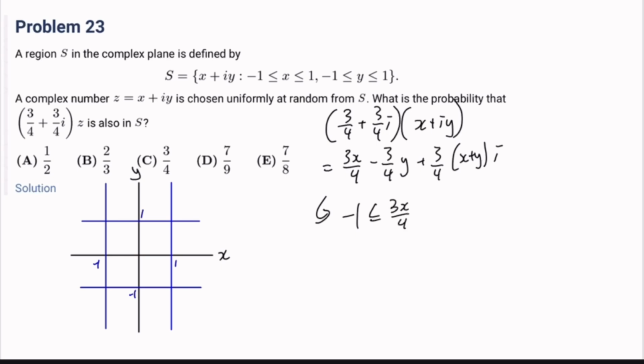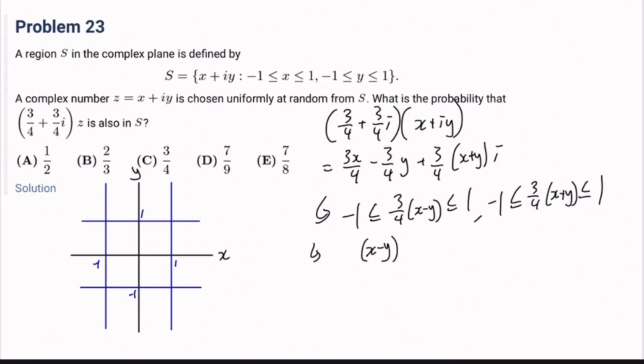3 over 4 times x minus y is less than or equal to 1 and greater than or equal to -1, and 3 over 4 times x plus y is less than or equal to 1. So this will give us 4 things. From this, x minus y is between -4 over 3 and +4 over 3. Same thing over here: x plus y is greater than -4 over 3 and less than 4 over 3, right?